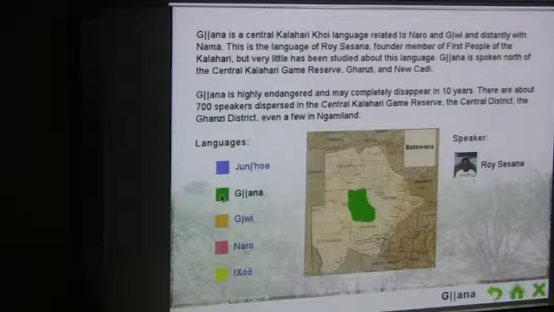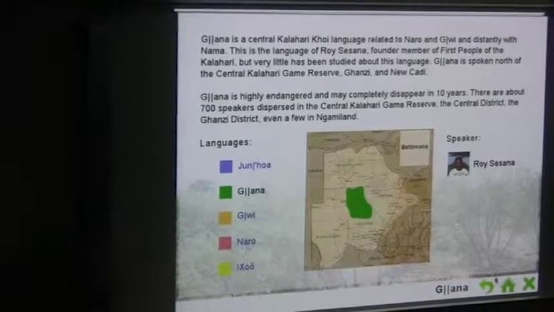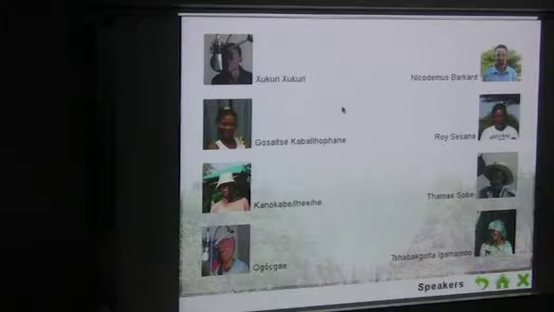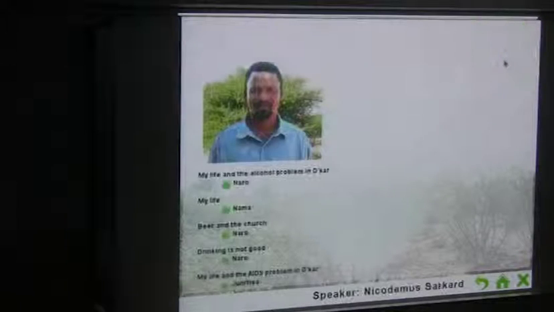There's Roy Sesana, and you can jump to him as a speaker, or you can go to the speakers page here and see the various people that we worked with. So Josetsi is there, Nicodemus, and Roy we've already heard. Nicodemus himself was quite direct about the problems of alcohol, both for himself personally and for the community.